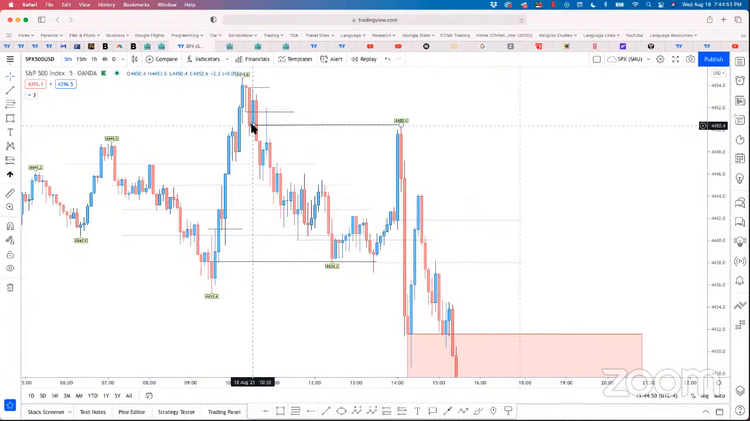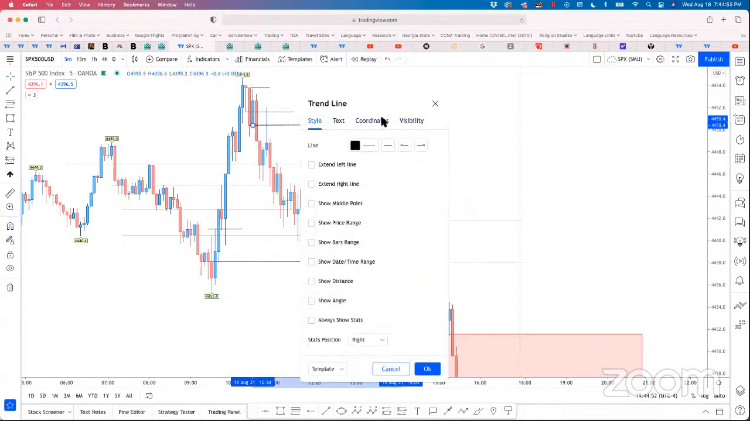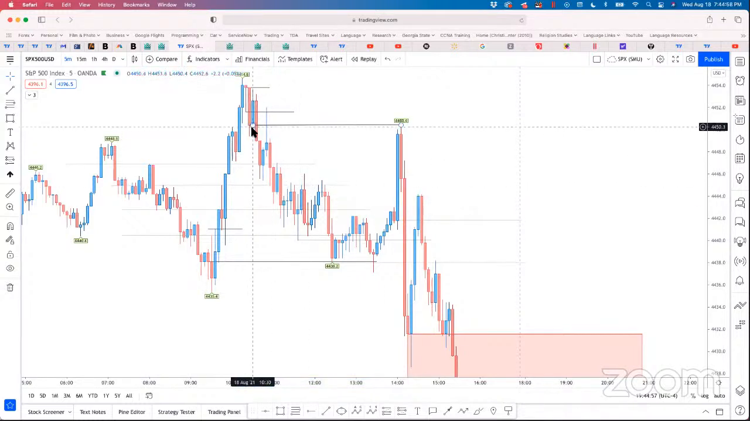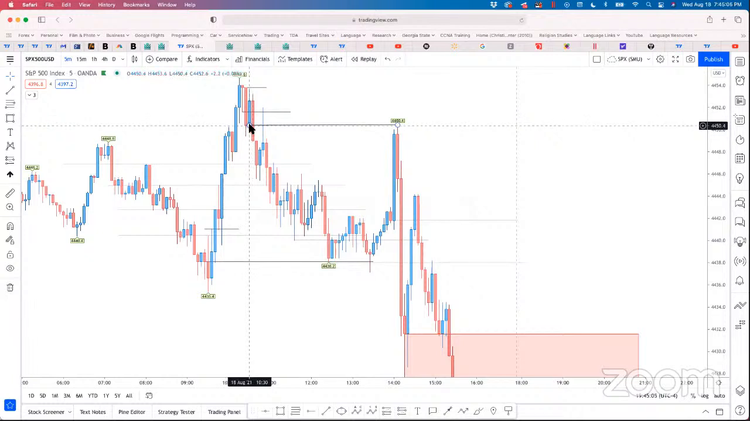The low of this candle is 44.50.4 right here. The low of this candle, you can see it over here. The high of this candle is right here, 44.50.4. Immediately mitigated this order block and rejected. And that was the beginning of the tank right here.